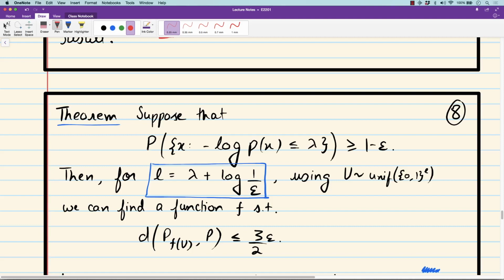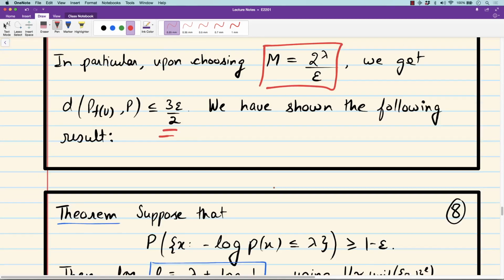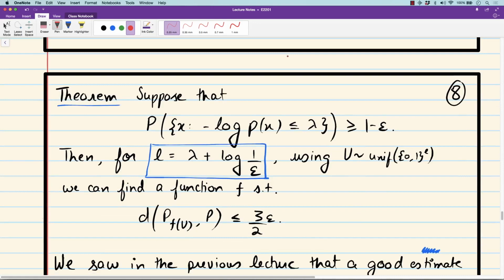So this is related to your PMF P. This lambda which gives this bound is associated with your PMF P, the one you want to generate. Then if you use L equal to lambda log 1 by epsilon bits, that's just log of this guy, log m, then if you generate a uniform random variable with this length, or if you generate these many random bits, then you can find a function f, the one we specified above, such that the total variation distance between f of U and P is at most 3 by 2 epsilon.